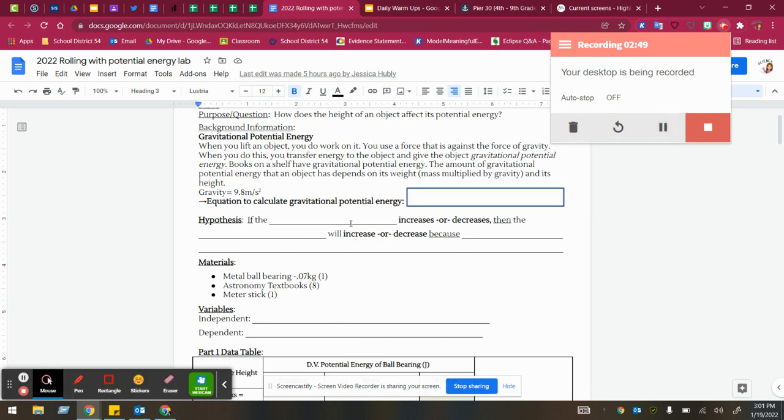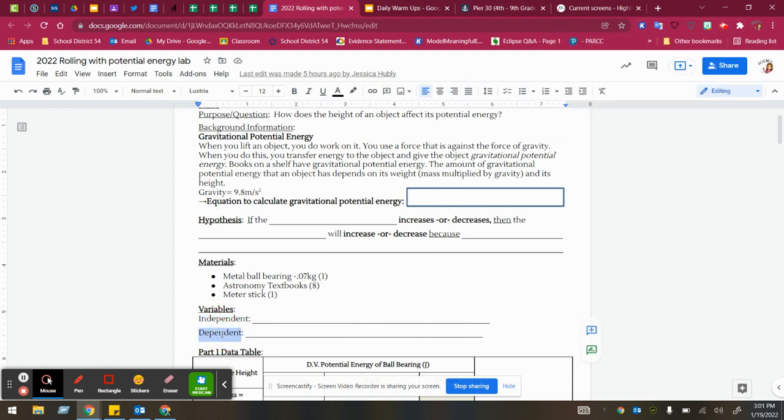Once you are finished with your hypothesis, if you did not already fill in your independent and dependent variables, go ahead and write those on the lines. Remember, your independent is what we are changing and comes before the word effect. Your dependent is what we are measuring, and that comes after the word effect.